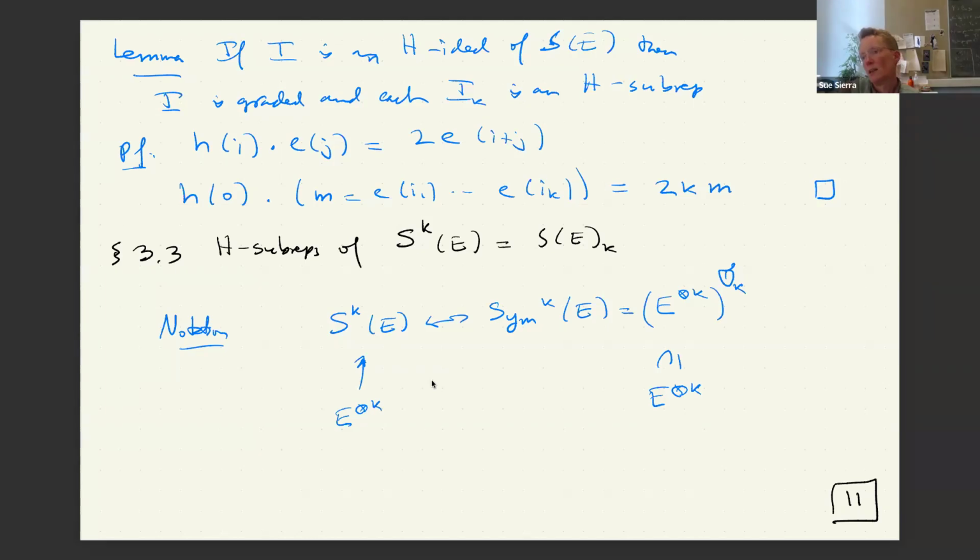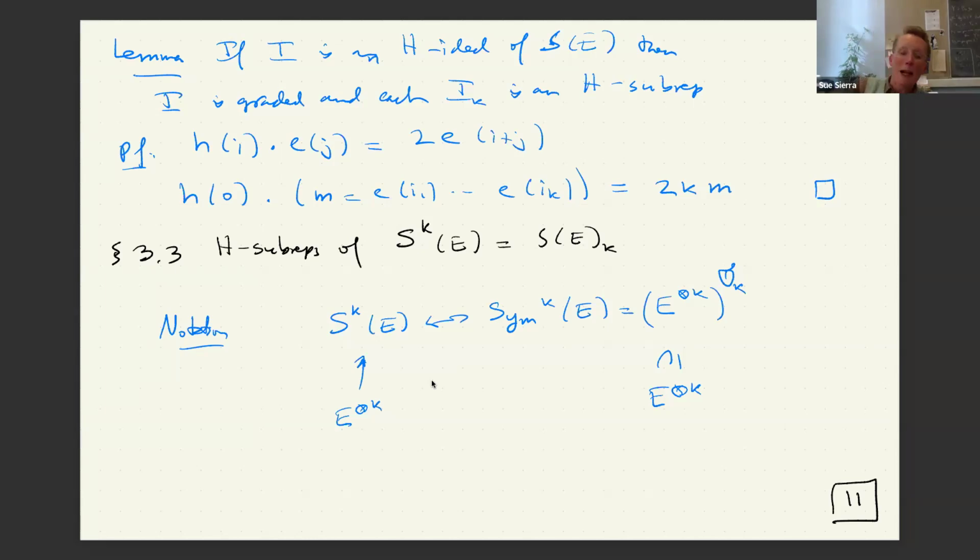In other words, say with k equals 2, I've got an element x and an element y, and to look at the second symmetric power, I've declared that x tensor y and y tensor x are the same thing. So that's a quotient of E tensor E. On the other hand, what I'm writing as Sym^k(E), these are going to be elements of E^{⊗k}, here E^{⊗2}, that are invariant under swapping the variables. So an element of Sym^2(E) might look like x tensor y plus y tensor x.